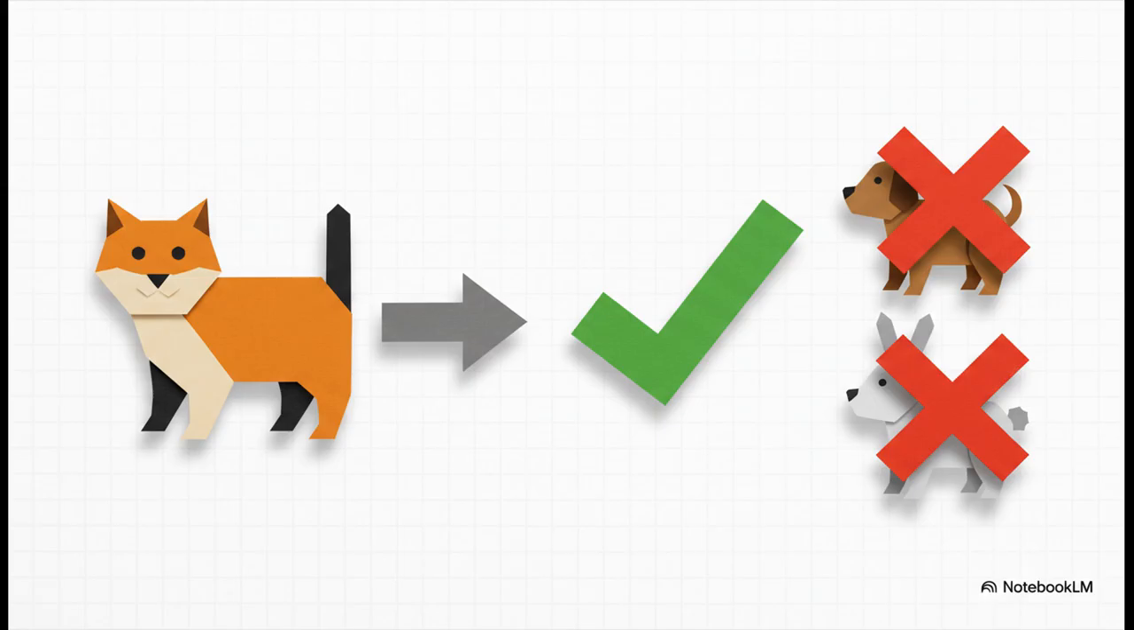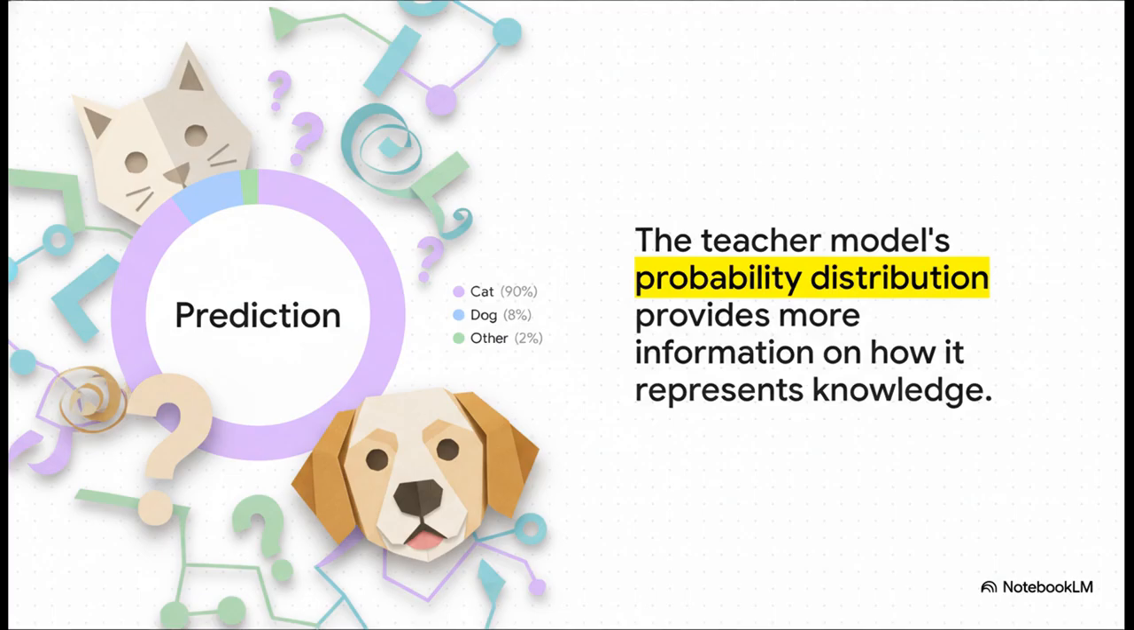See, in typical AI training, the model learns from what we call hard answers or hard labels. It gets shown a picture and it's told, this is a cat, period. It's a very black and white, right or wrong world, which doesn't really leave much room for any nuance. But this is where the magic really happens. A teacher model doesn't just spit out the hard answer. As you can see here, it gives probabilities.